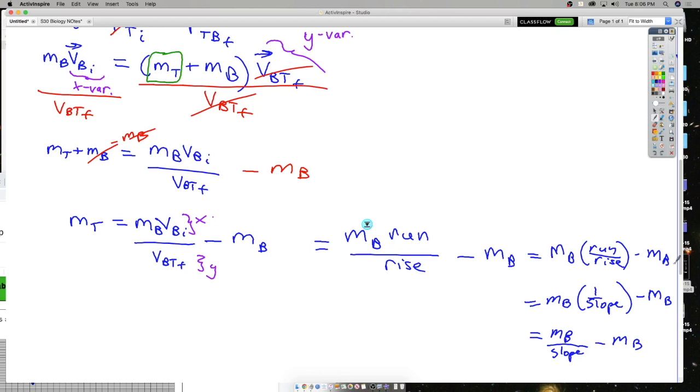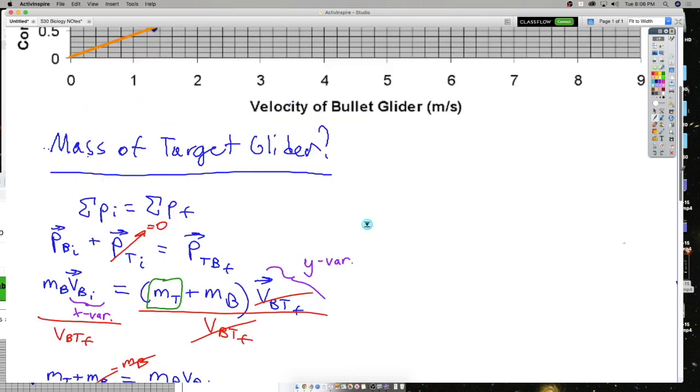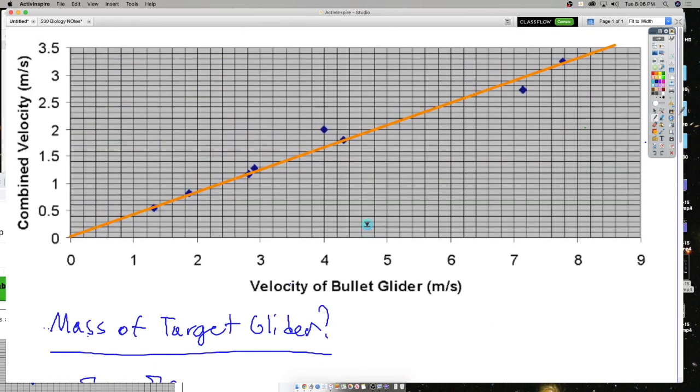Okay, that's just run over rise. That's the inverse of the slope. No worries there. We can find a run. We can find a rise. You've been doing that since grade 9 math, right? So let's go back to our graph. And let's find 2 good points, just like we always would, so that we can find the run and the rise.